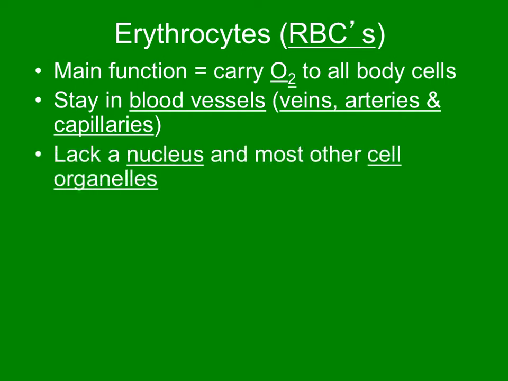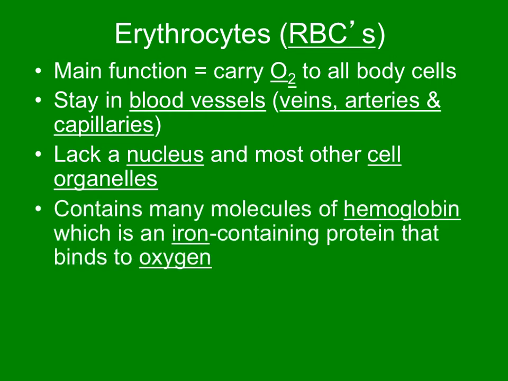If I take a look at a red blood cell, they lack a nucleus as well as most other cell organelles, because as they grow and mature, they become packed with many molecules of hemoglobin. Hemoglobin is an iron-containing protein that binds to oxygen. And if you think of the combination of iron and oxygen, that forms rust, which is kind of that reddish-orange color that we associate with red blood cells.